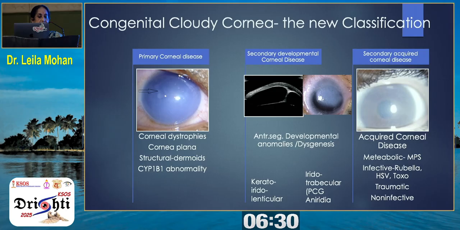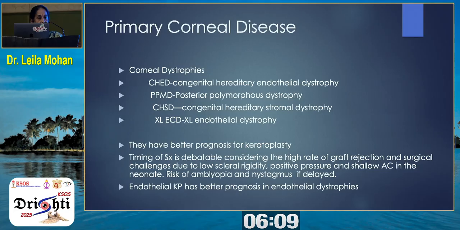It can be either iridocorneolenticular or just iridotrabecular as in primary congenital glaucoma and aniridia, and the secondary acquired ones like mucopolysaccharidosis, infective as in rubella. It can be there at birth also if the child acquired infection in utero, and trauma and non-infective cases. So the primary corneal disease like endothelial or CHED, which is the commonest.